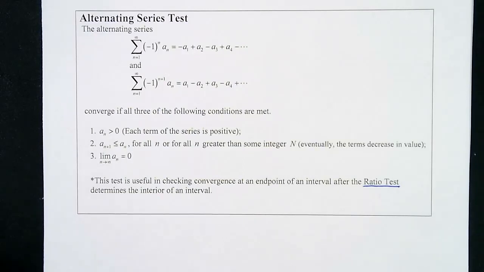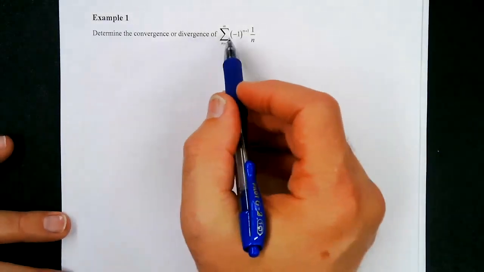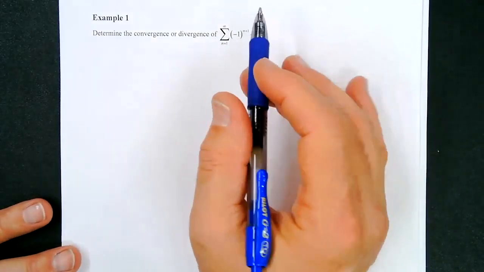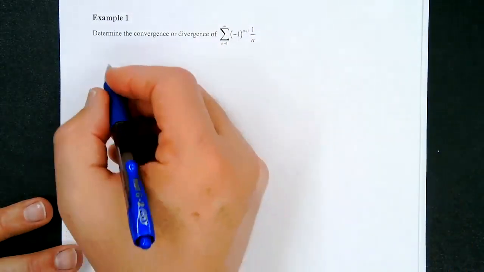All right, let's go do a problem now. We want to determine the convergence or divergence of this series. What I would always do is write out the first few terms of this series.